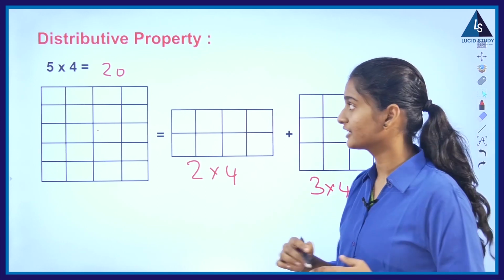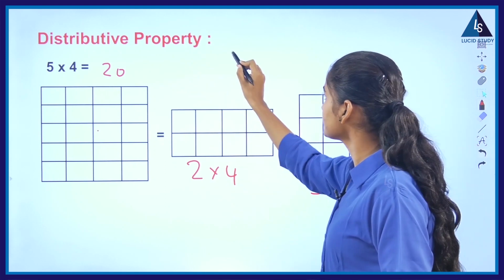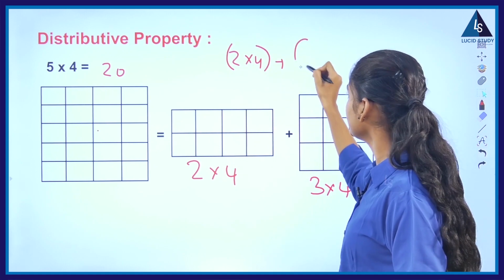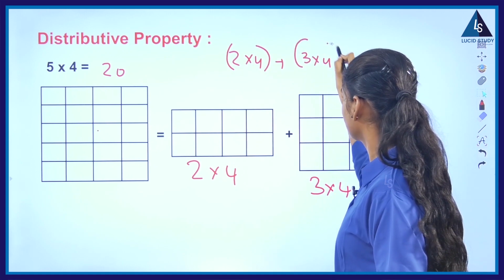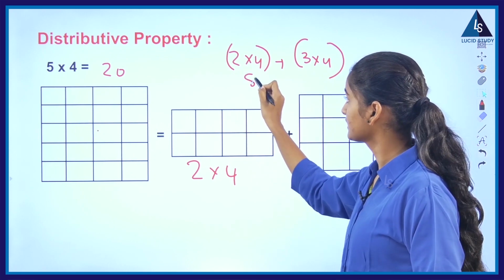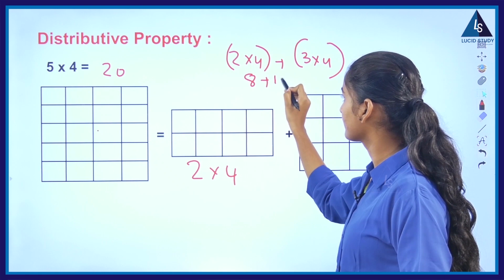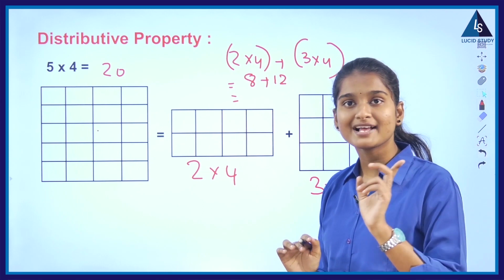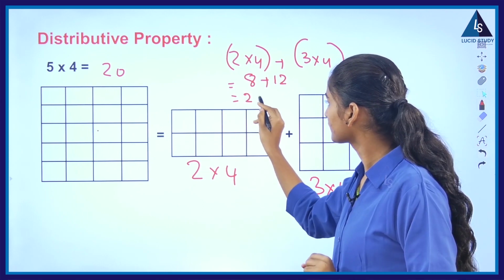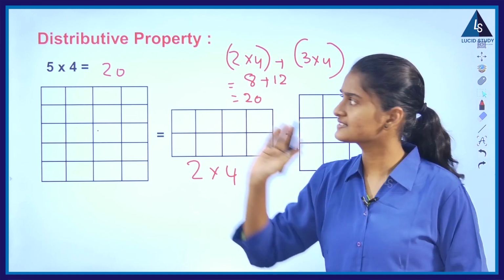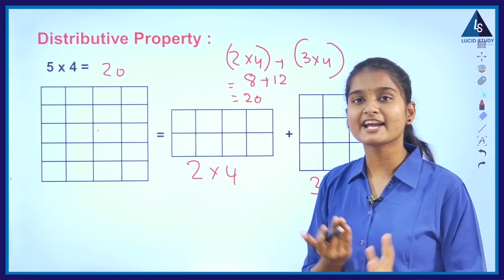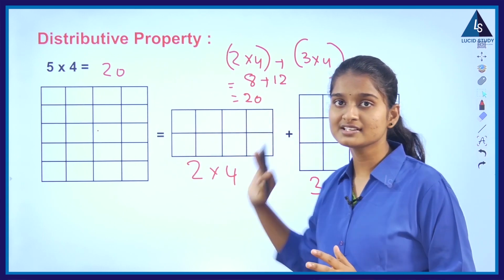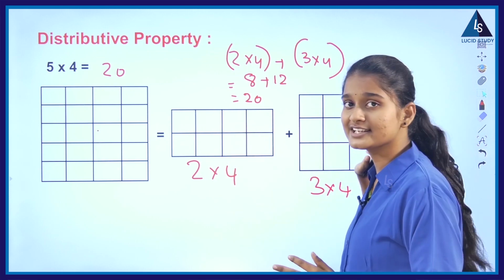So now let us solve it. So 5 into 4 is 20. That is nothing but 2 into 4 plus 3 into 4. 2 into 4 is 8 and 3 into 4 is 12. So what is 8 plus 12? 8 plus 12 is equal to 20. So children, is the product the same? Yes, the product is the same even when we separated the parts into 2. So 5 into 4 is written as 2 into 4 plus 3 into 4.